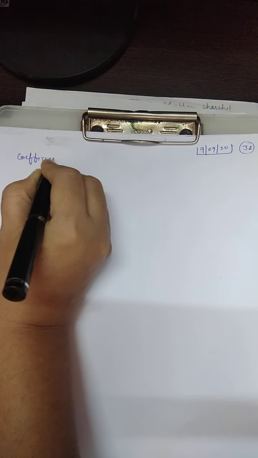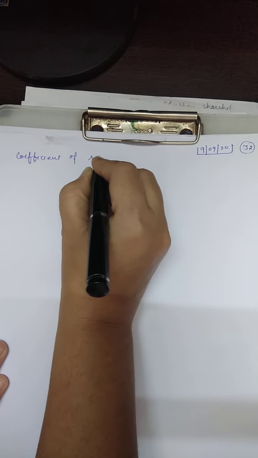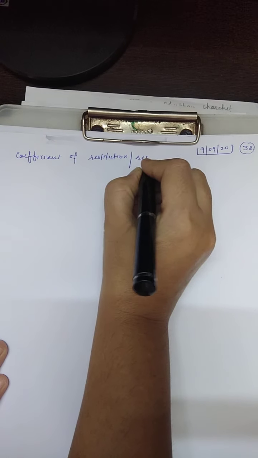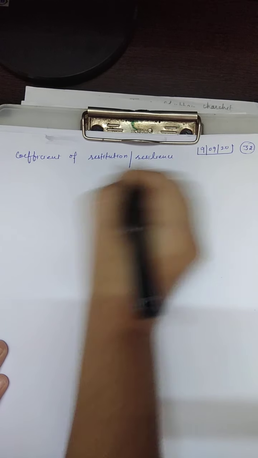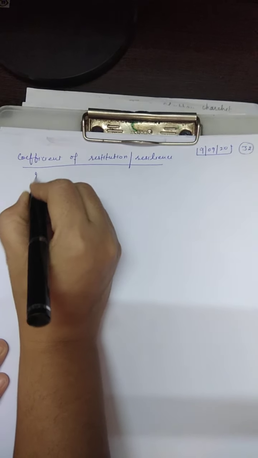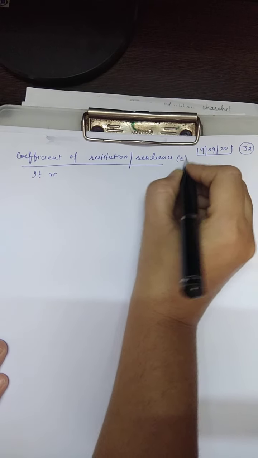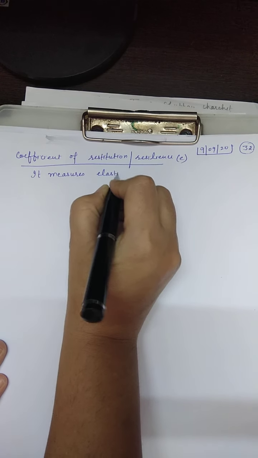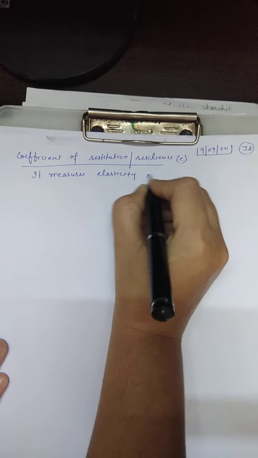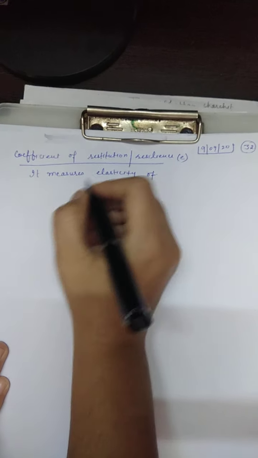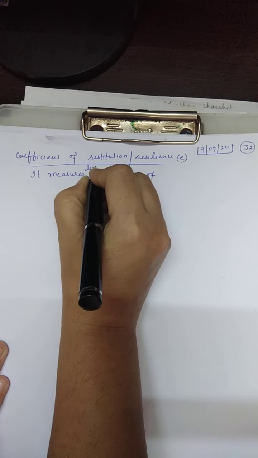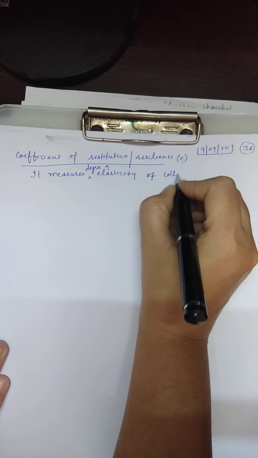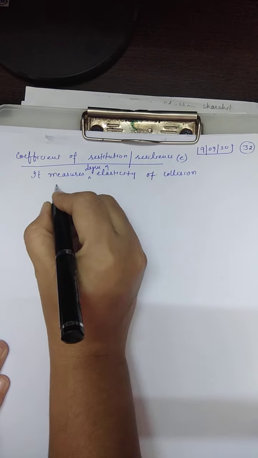Coefficient of restitution or resilience, right? What is this? It is represented by E. It measures the elasticity, or you can say it measures the degree of elasticity of collision, right? And how we can define it mathematically?